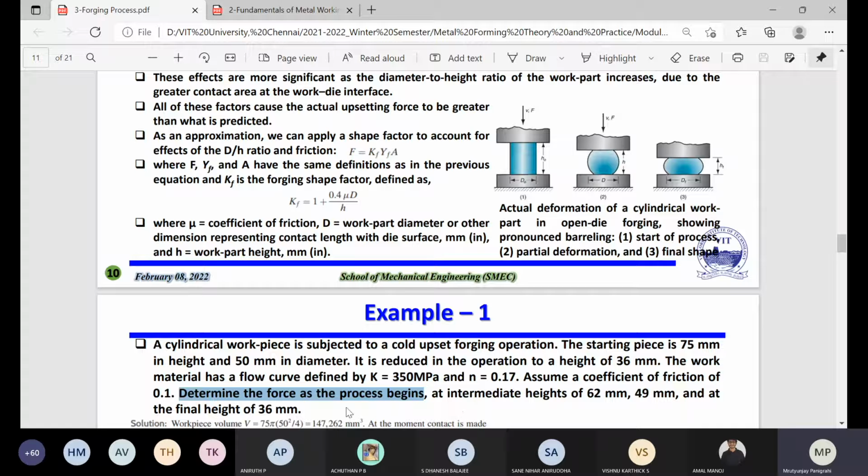Now you have to determine the force at the intermediate height 62 mm. Do not go for 49 and 36 now. If you can calculate the intermediate height of 62, then you can calculate 49 and 36. Just go for the intermediate height of 62. Others you will calculate at home, in the similar way.